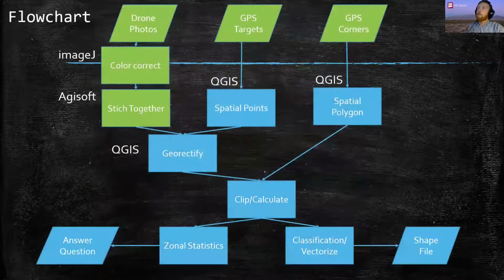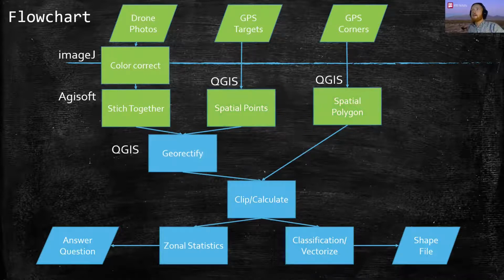But we've loaded our spatial points in, and we've got our spatial polygons. So we can cross those off. And like I was saying, let's go to the georectification step.